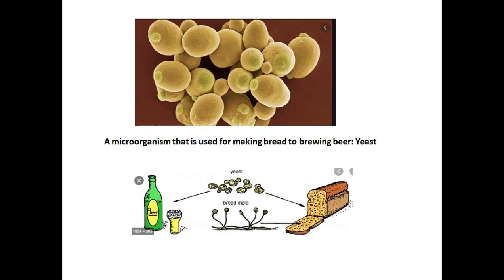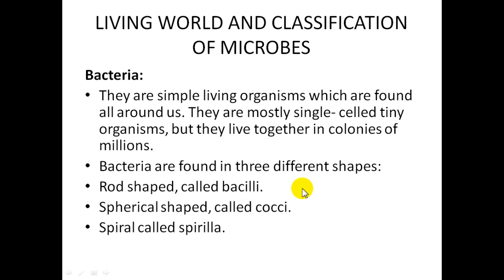I have given you some images here also. This is yeast, a microorganism that is used for making bread and brewing beer. This is the example of bread mold, a fungus which appears on bread. You can see this type of structure when it is seen under a microscope. Only a whitish layer can be seen with the naked eyes, but under a microscope you will see this structure. Now let's move to the next organism, that is bacteria.